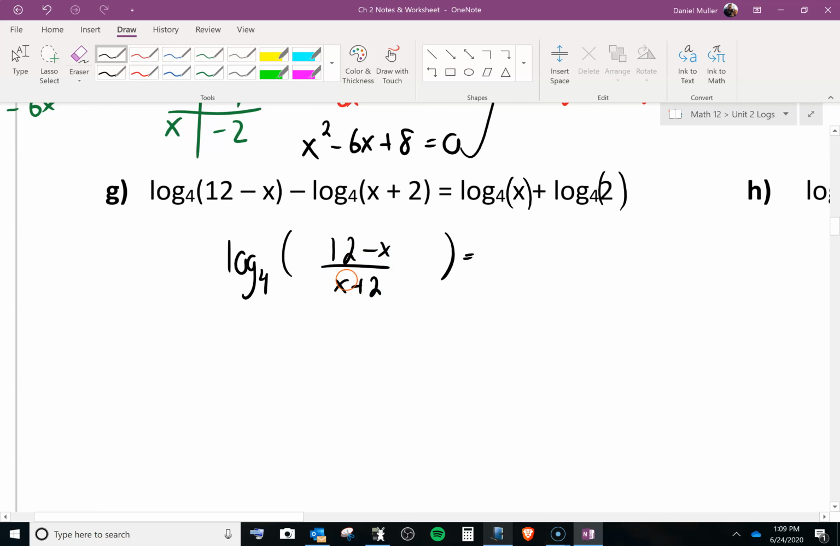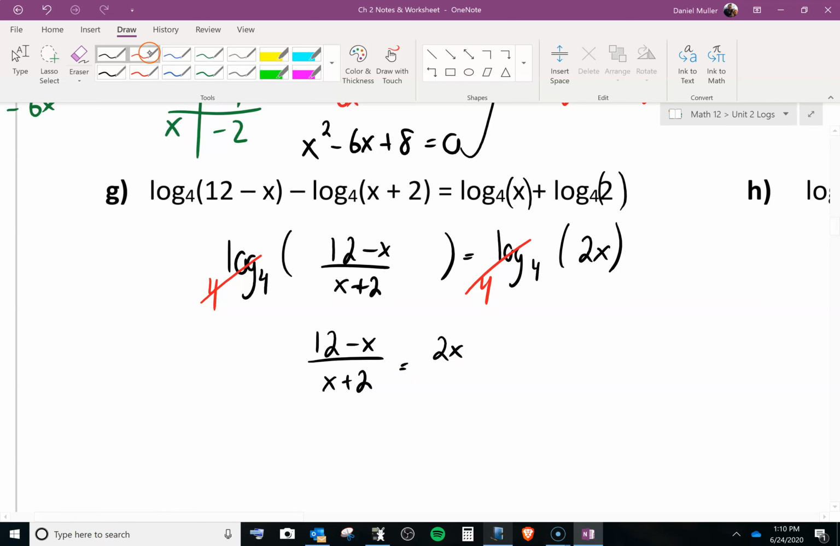Okay, that's very, very interesting. And on this side, we do multiply them because they are being added. So x times 2, which is just 2x. So now I can go 4 to the power of that and 4 to the power of that, which will cancel those. So I have 12 minus x over x plus 2 is equal to 2x.